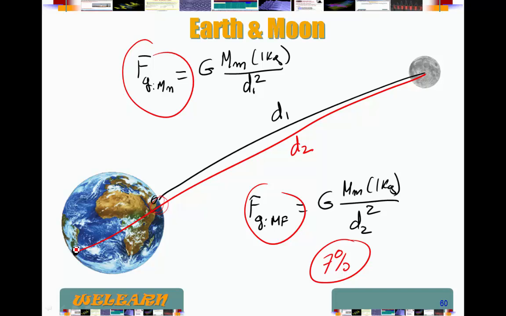Actually, it's high tide on both sides, I'm sorry. The water here is being pulled with a slightly stronger force than the water here. That's why we get the high tide at this area here, and low tides at the perpendicular positions here and here.